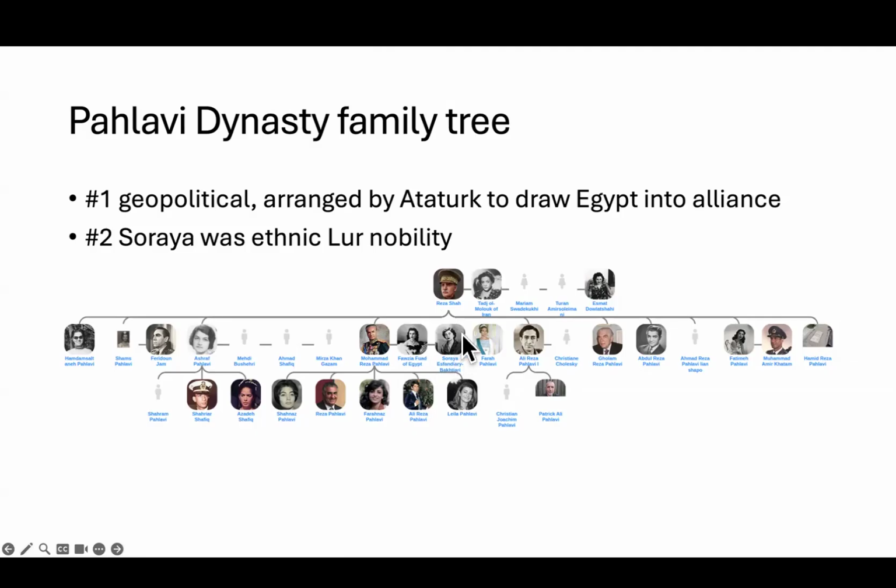And then his second wife was Soraya, and she was Iranian, but ethnic Lur, which was on our list of ethnicities that we looked at. But she was infertile, so they got divorced, and he took on Farah Diba. More about her in just a second. He had a daughter, but his first son was Reza, named the same as his grandfather.